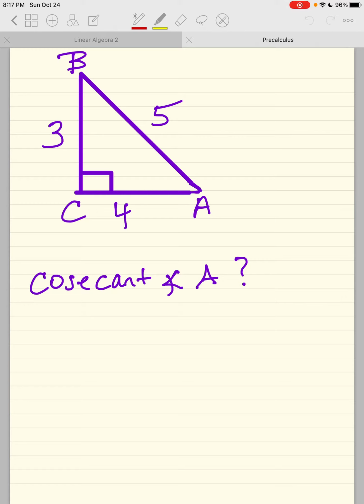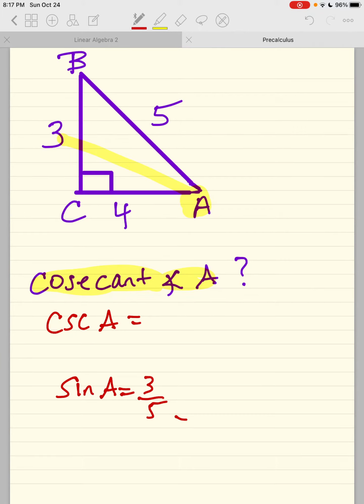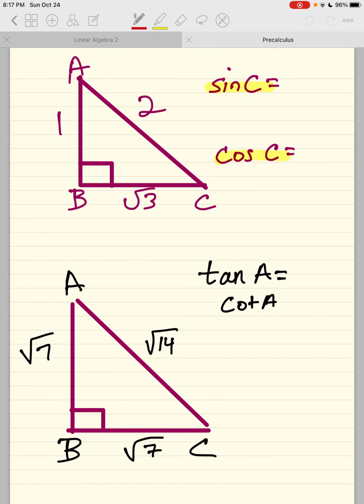Let's try another one. Here's a 3, 4, 5 triangle. I want the cosecant of angle A. Well, cosecant's reciprocal is sine. Sine of A. Go to A, opposite over hypotenuse. So we're going to flip it. 5 over 3. That's all that you have to do.